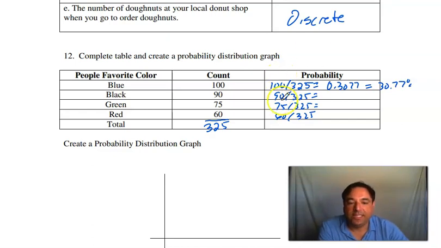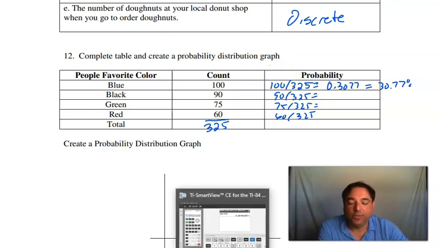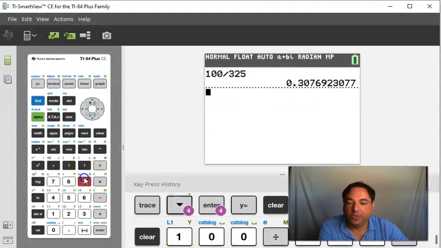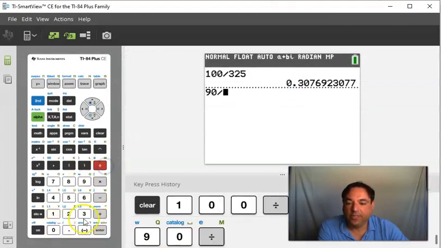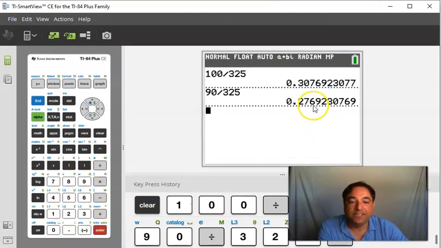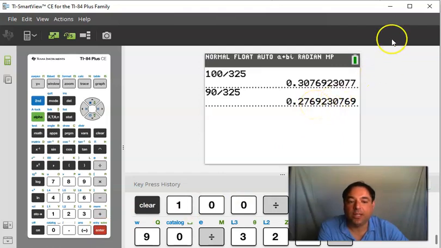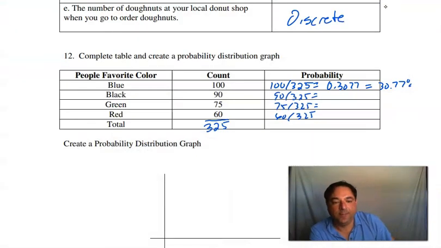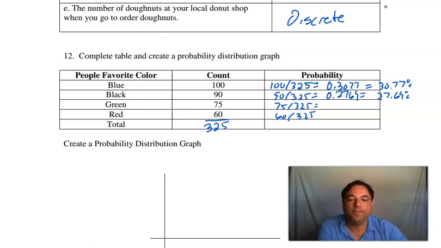Then the next one, let's say 90 divided by 325. That gives us 0.2769. Then the next digit is a 2, so the 9 stays alone. So that'd be 0.2769, which would be 27.69%.